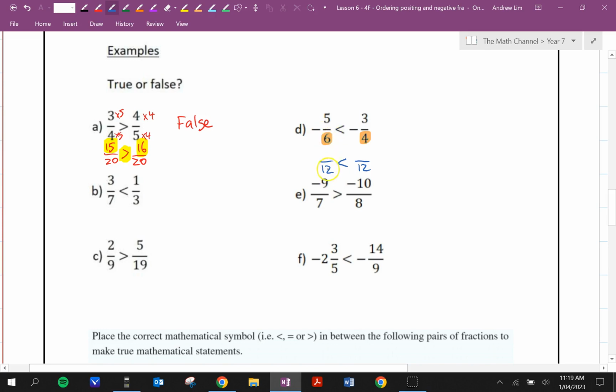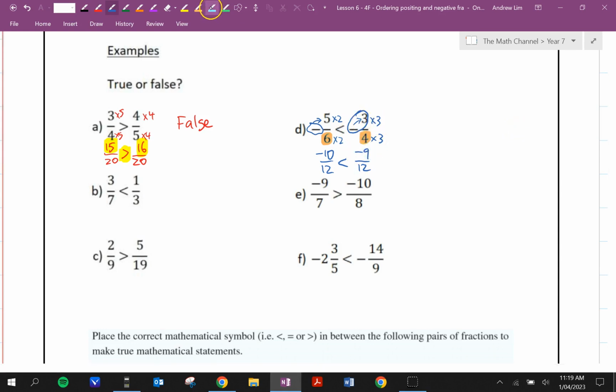How do we turn this 6 into 12? Well, we times it by 2. So we need to times the top by 2 as well. Now this minus sign, we always make it belong to the top. So -5 times 2 is actually -10. How do we turn this 4 into 12? Times it by 3. So we times this by 3 as well. But remember, that minus sign belongs to that 3. So it's minus 3 times 3, which is minus 9.